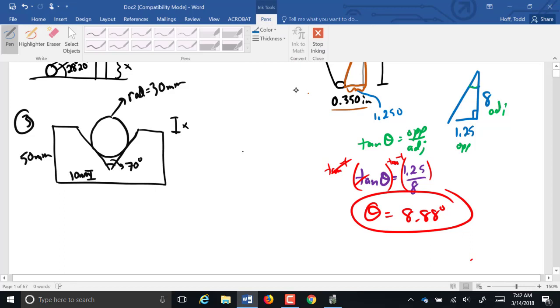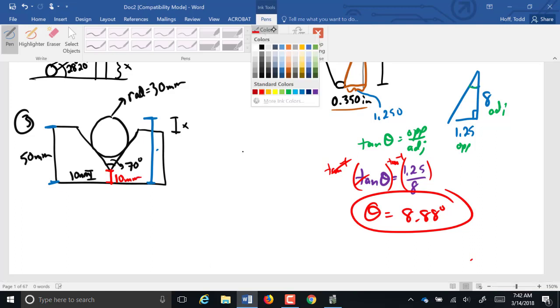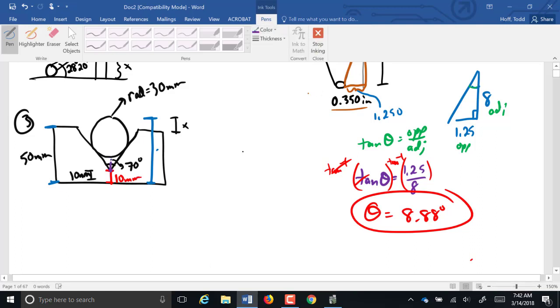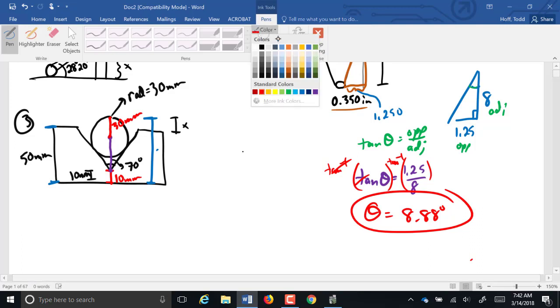Number 3. In number 3, we've got the 50 millimeters from here to here. We just need to find the total height from here to the top of the round stock, and we'll subtract it to get x. Well, to get this total height here, we have the 10 millimeters here. We need to go from the base of the V to the center of the ball. That's the one we're going to have to use trig to find. But then we also know from the center of the round stock up is 30 millimeters. So I just need to find that purple dimension in there.